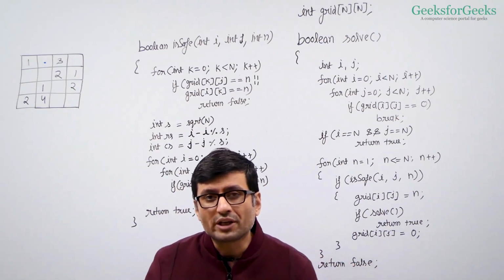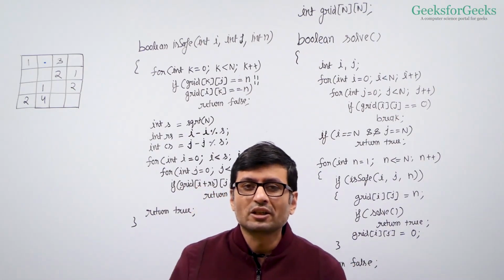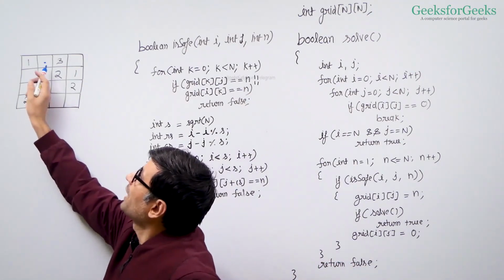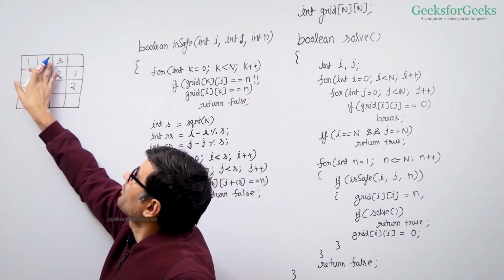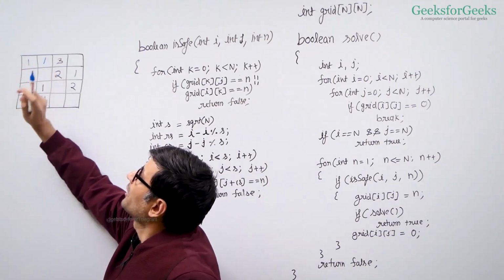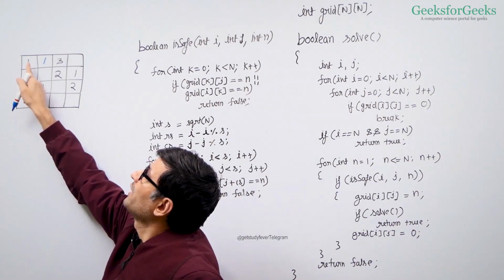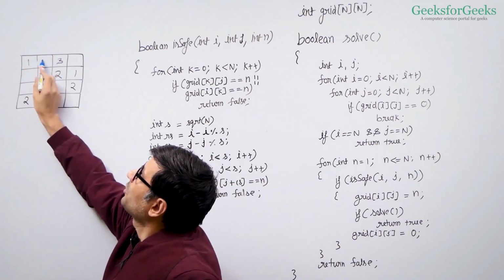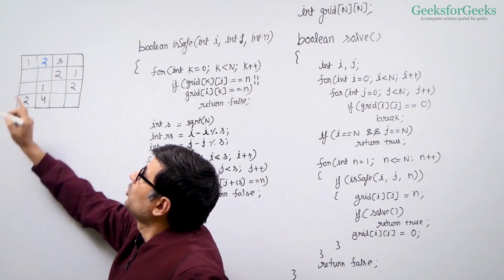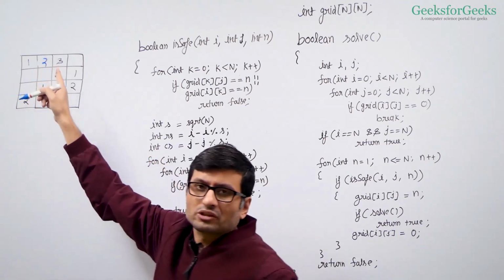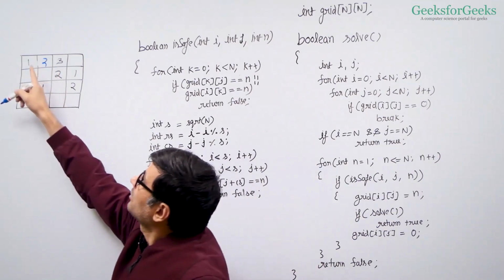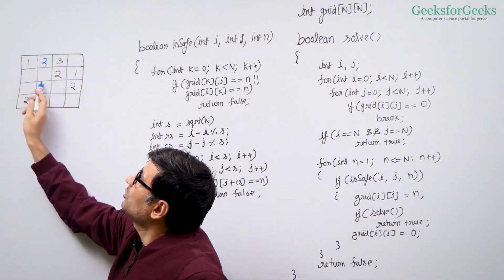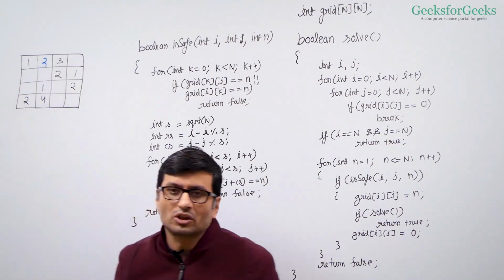If we get false in any of these tests, then we do not place 1 and we try the next number. So we find a free cell as this cell. We try putting 1 here. And when we put 1 here, we fail the safety test, so we do not put 1. Now we try putting 2 here. 2 we can put, right, because it passes the safety test. You do not have 2 in this row, you do not have 2 in this column, and there is no 2 in the current subgrid as of now. So we can put 2.